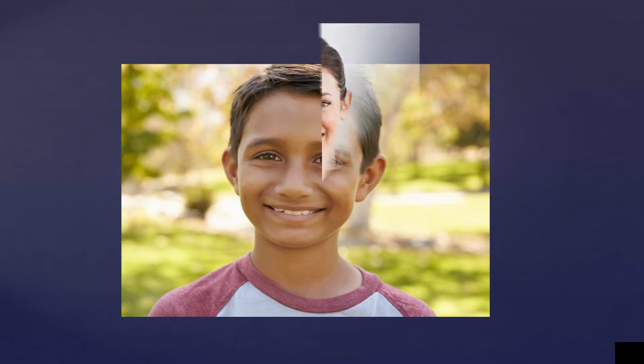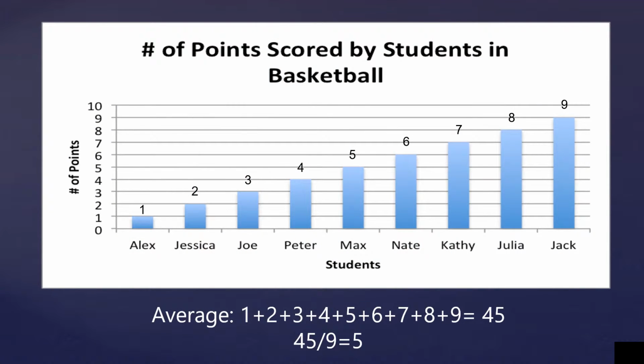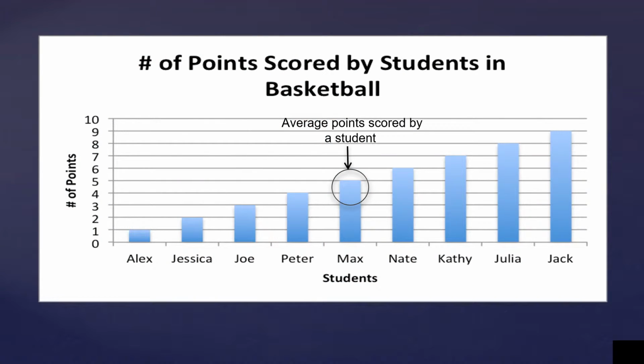Yes, Tim? The average points scored by a student is 5. How did you get 5, Tim? Well, I first added all the number of points scored by each student, and then I divided by the number of students. Great work, Tim. With the average points scored by a student being 5, this tells us that most students got around 5 points.